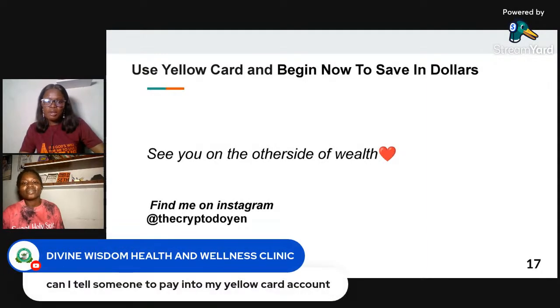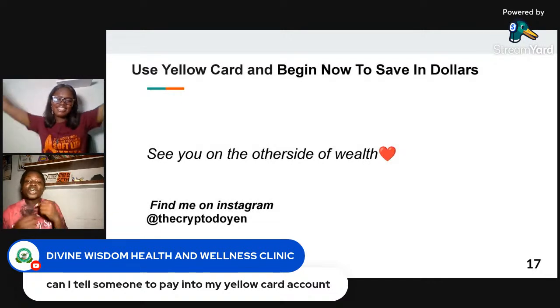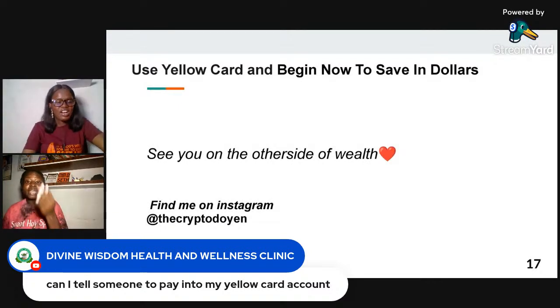Someone is asking, can I tell someone to pay into my Yellow Card account? Can someone send me money to my Yellow Card account? Yes, if the person has a Yellow Card account, they can send you money. I can send money to Favor now because she had a Yellow Card account. So welcome to the Yellow Card family. I can send Favor money with her email address, or with the phone number that she registered on Yellow Card.